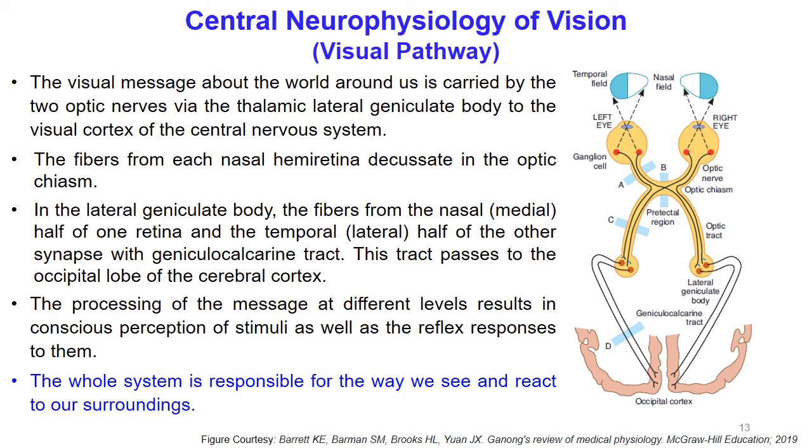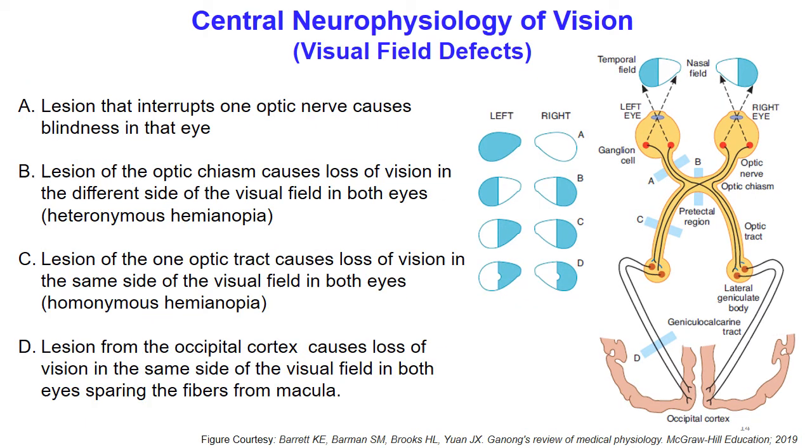The processing of the message at different levels results in conscious perception of stimuli as well as the reflex responses to them. The whole system is responsible for the way we see and react to our surroundings. Now, what will happen if there is any defect in the visual field, which is the entire area that can be seen when the eyes are focused on a single point?